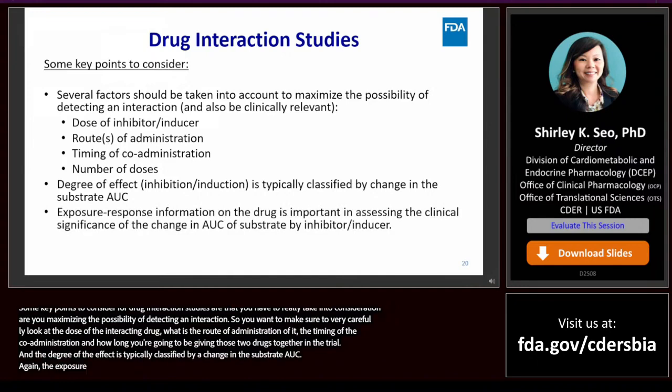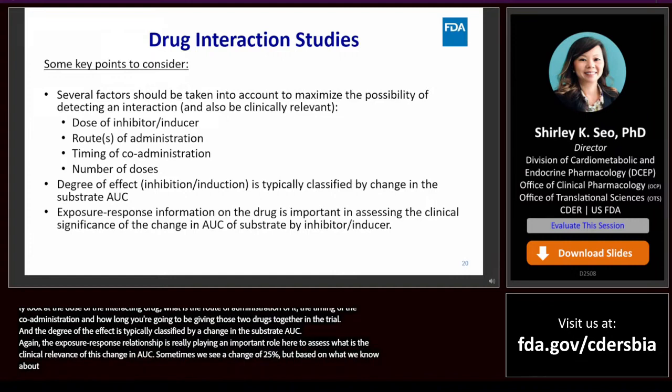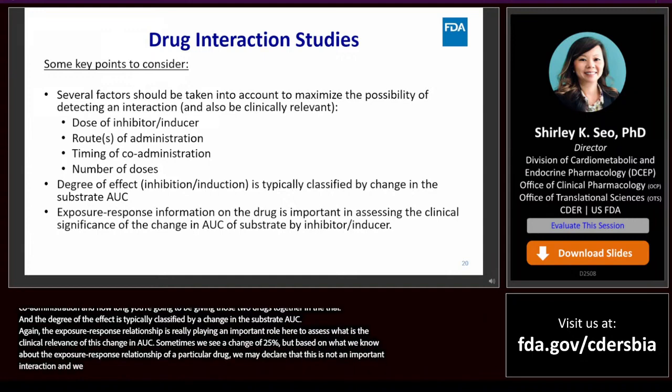Again, the exposure-response relationship is really playing an important role here to assess what is the clinical relevance of this change in AUC. Sometimes we see a change of 25%, but based on what we know about the exposure-response relationship of a particular drug, we may declare that this is not an important interaction and we just allow these two drugs to be given together as per normal dose.